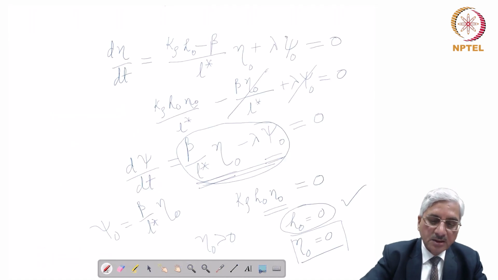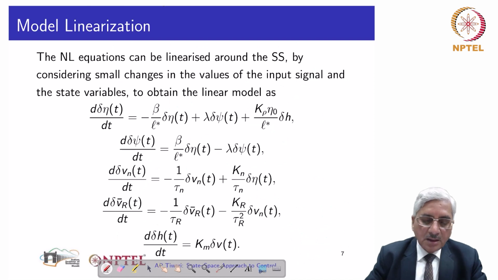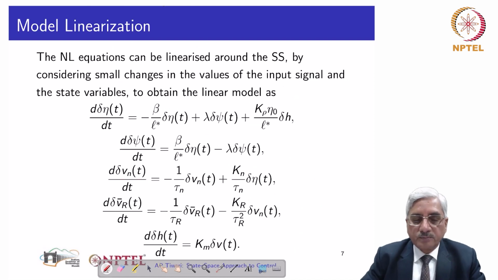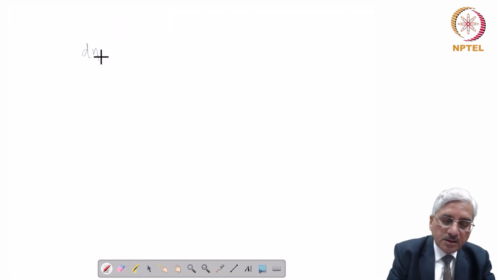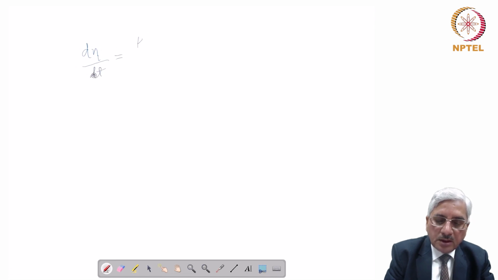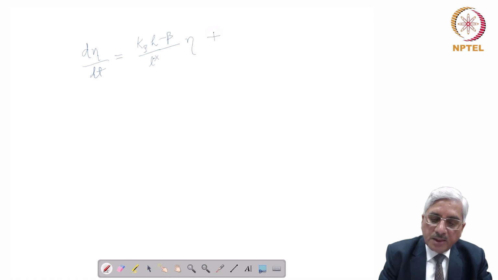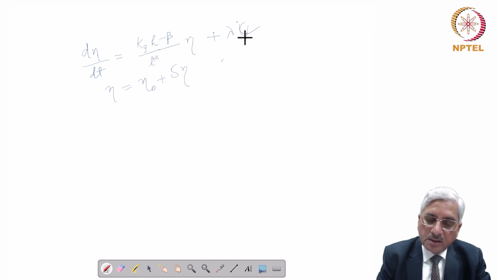So this is the nuclear reactor at a steady state. Now around the steady state we consider small changes and linearize the system. So again what we will do is that we have d eta by dt equal to k rho h by L star minus beta into eta plus lambda c. This is the equation for neutron density. We consider eta equal to eta 0 plus delta eta, and psi equal to psi 0 plus delta psi.